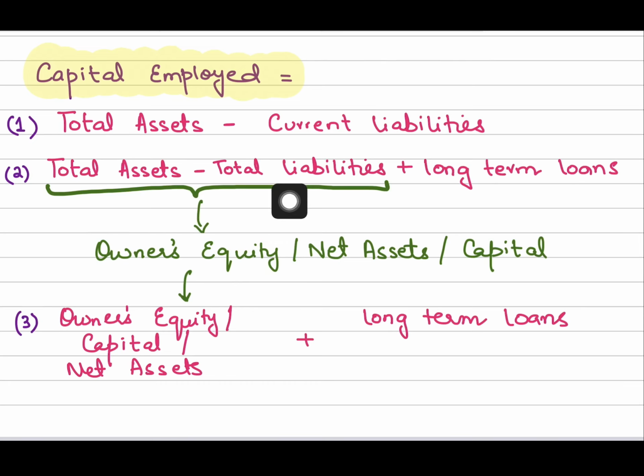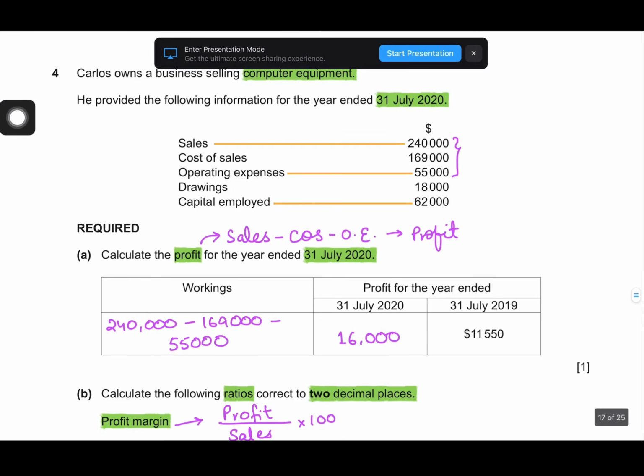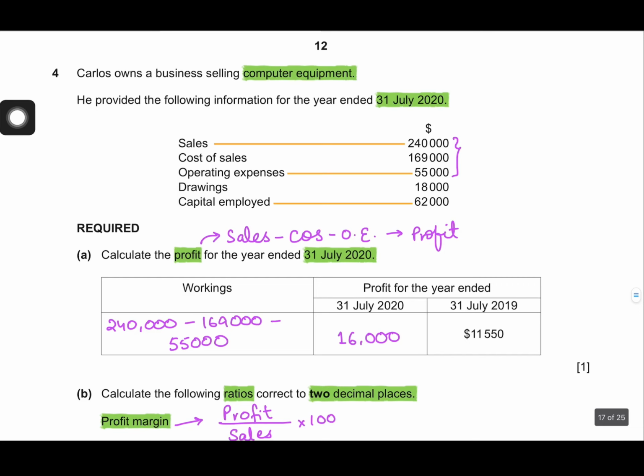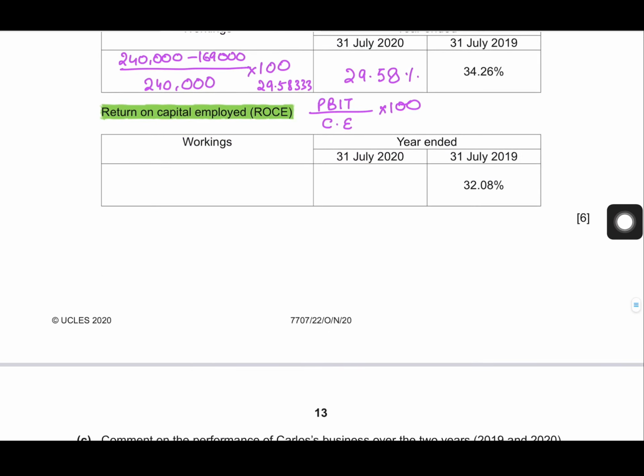Sometimes in place of total assets and total liabilities you are given with these terms as well. So owner's equity, net assets or capital mean the same thing, that is total assets less total liabilities. So don't get confused. You can easily use these figures and add long term loans, so that will again give you capital employed. But in this question we are already given with the capital employed figure, and that is 62,000. So we will be using that only.